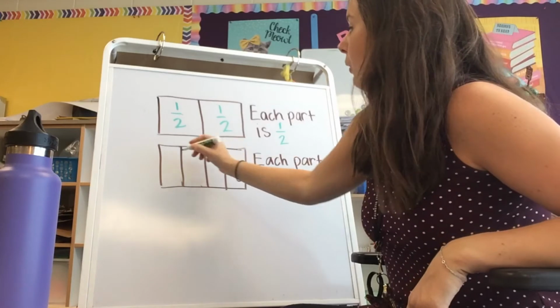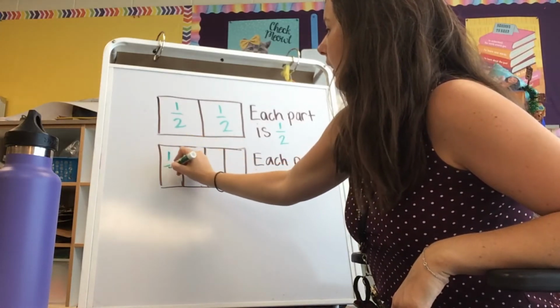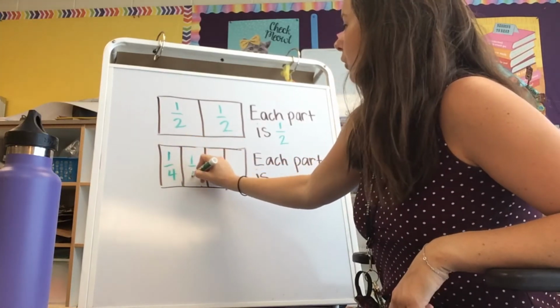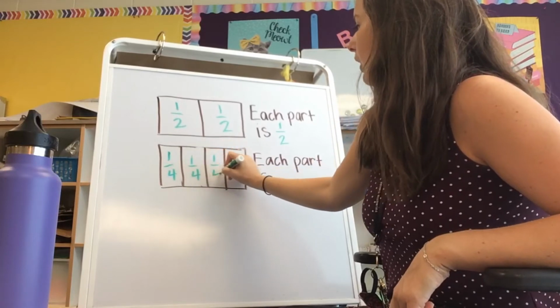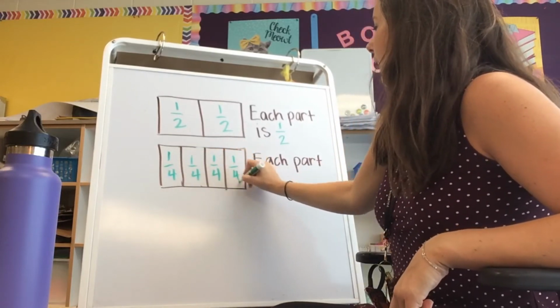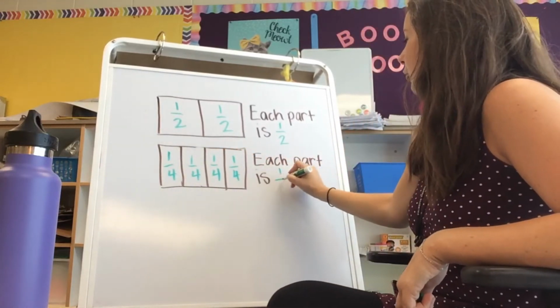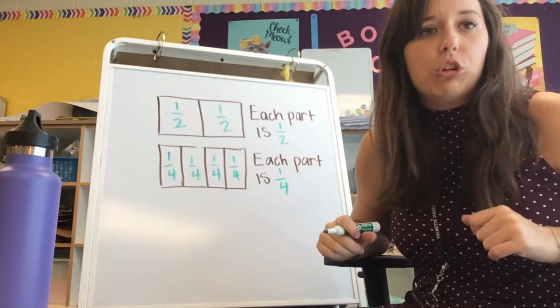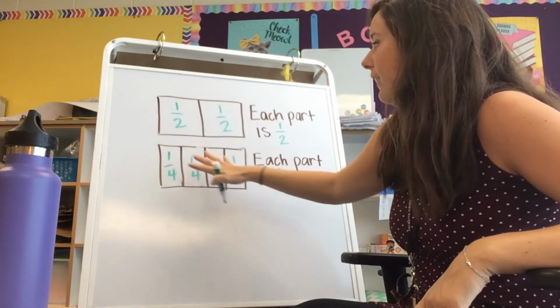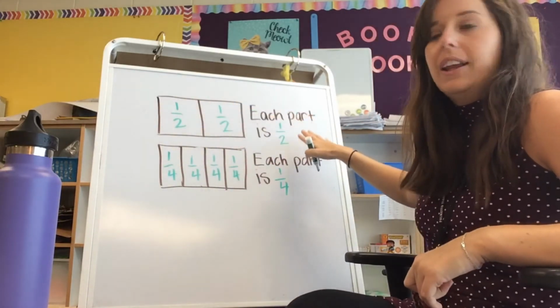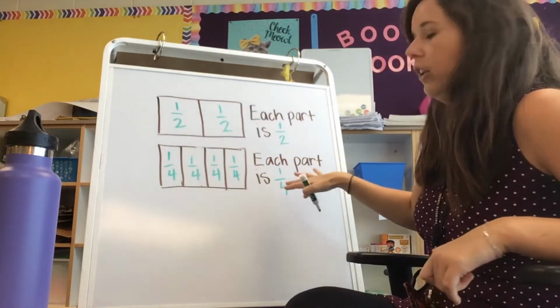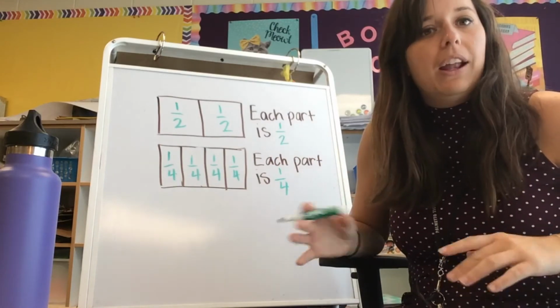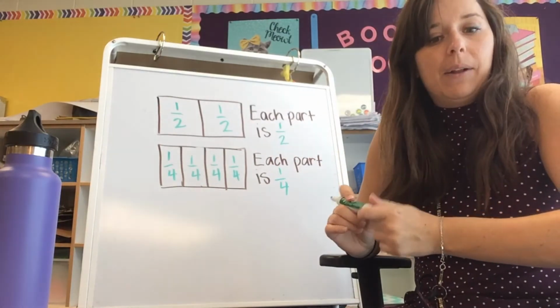Now if I look at this model, it's the same size, it's just that my parts are a different size. I would have to now label these. They are out of 4 total parts. They are each 1/4. So each part is 1/4. This is very important. I want you to have this in your notes section. So draw exactly this and write each part is 1/2, each part is 1/4. Pause it now and then you can continue when you're ready.